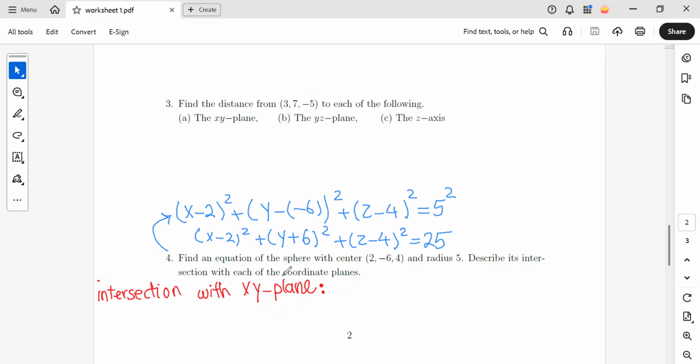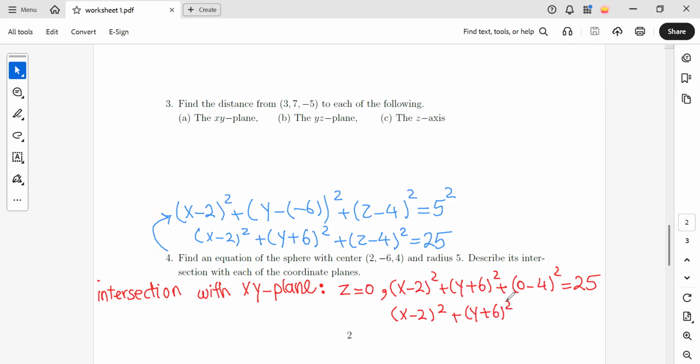According to the previous examples, we know that when we want to find the intersection with the xy plane, we keep the z value as 0. So we are going to set z equals 0. It means that you would have (x minus 2) squared plus (y plus 6) squared plus (0 minus 4) squared equals 25. After simplification, we would have (x minus 2) squared plus (y plus 6) squared equals 25 minus 4 squared, and 4 squared is 16, so 25 minus 16 would be 9.